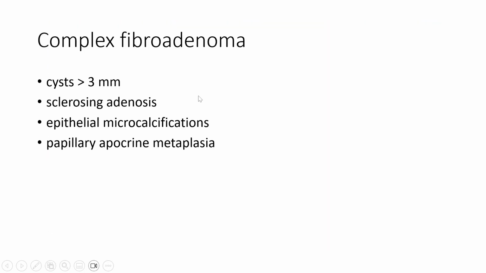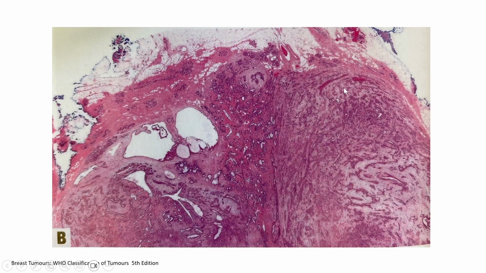Another one is complex fibroadenoma. That means you have a fibroadenoma, but you also have some benign changes, including cysts more than 3 millimeters, sclerosing adenosis, microcalcification, and papillary apocrine metaplasia. So this is complex fibroadenoma. You can see this one is really classic for the fibroadenoma, but here you can see this dilated cyst and maybe also some sclerosing adenosis. So you can diagnose this one as complex fibroadenoma.